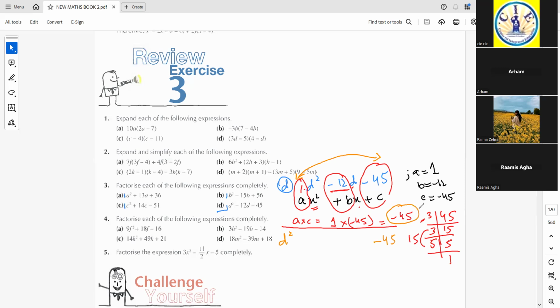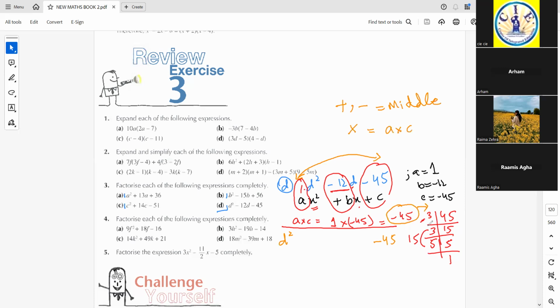We have made the factors of this 45, and now from these factors we need to have a pair of factors such that when you add or subtract them, you get the middle term, and when you multiply them, you should again get this product A times C.